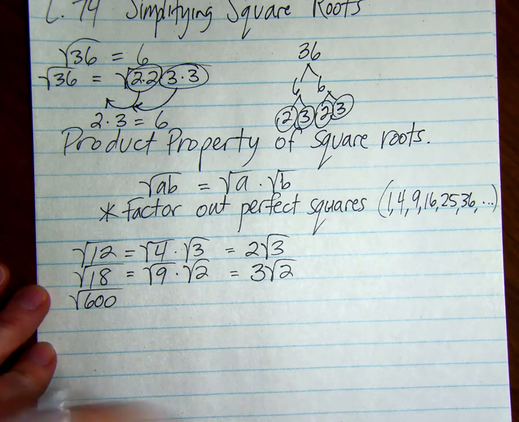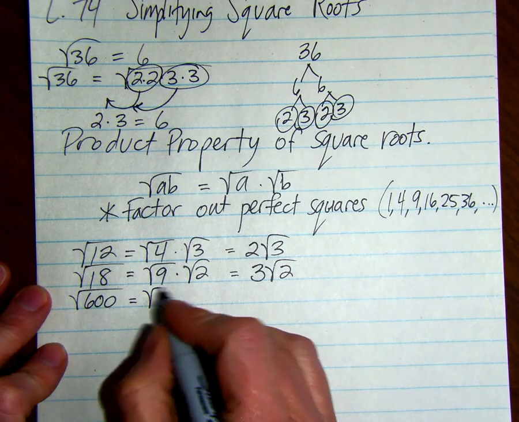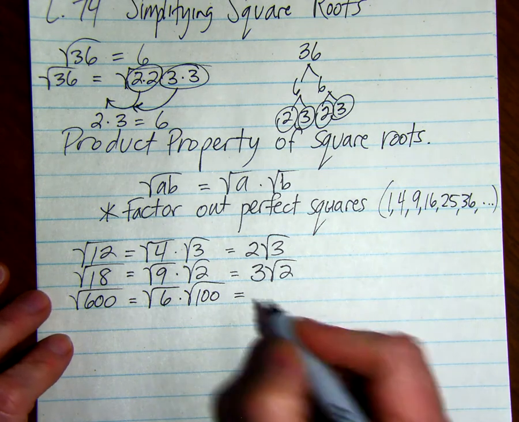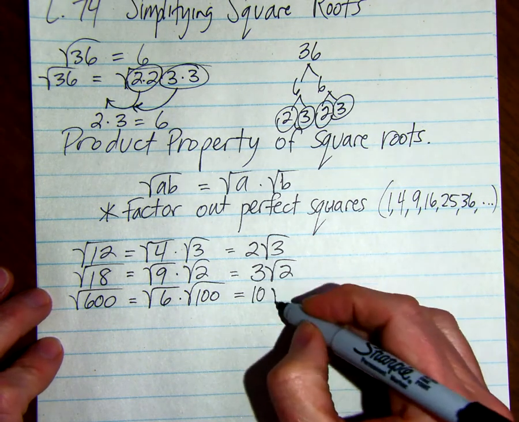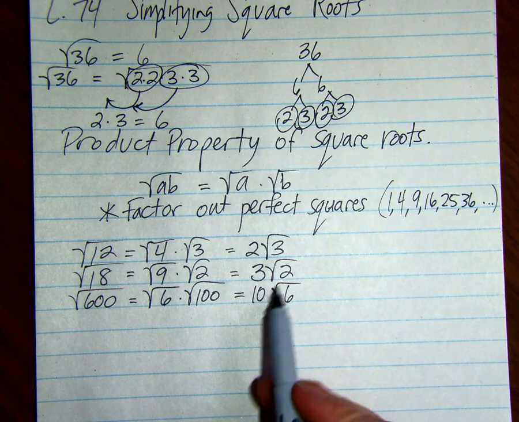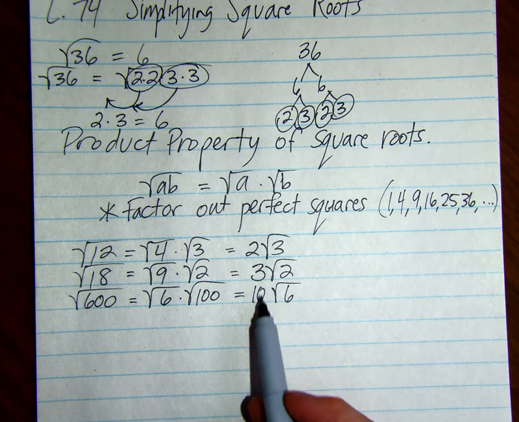Square root of 600, we could write that as the square root of 6 times the square root of 100. 100 is a perfect square. The square root of 100 is 10, square root 6. Notice that we put the whole number on the outside, on the left side of the square root sign.